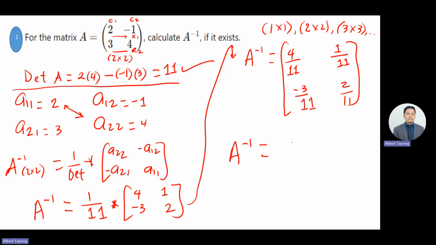In decimals, the answers are, here we have 0.3636. Here 0.0909 until infinity. Here -0.2727. And the last one 0.1818. So these are the elements of our inverse.